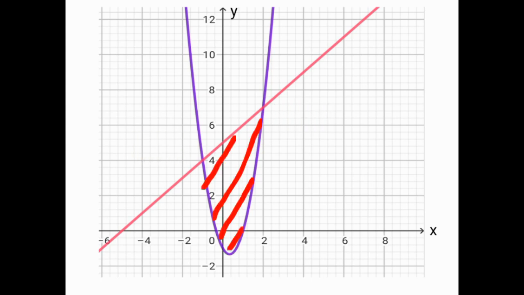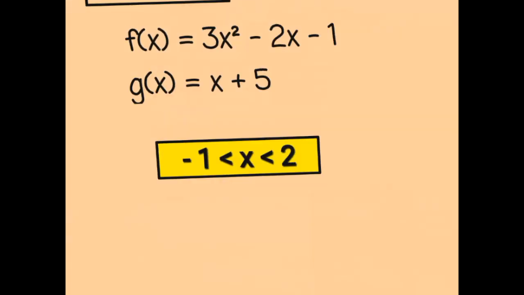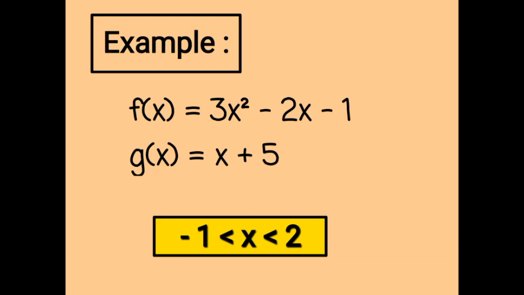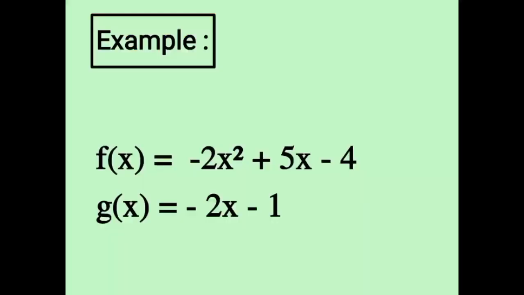As you can see by the shaded area, this is when the curve y equals f(x) is below the line graph y equals g(x). So f(x) is less than g(x) when x is greater than minus 1 but less than 2. And hence the solution is x is greater than minus 1 but less than 2.